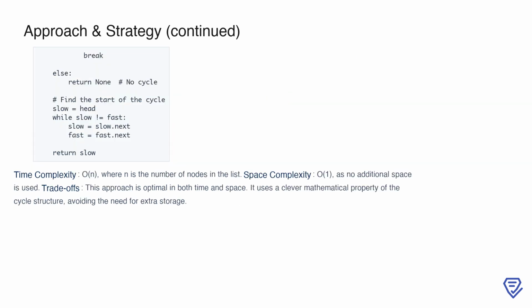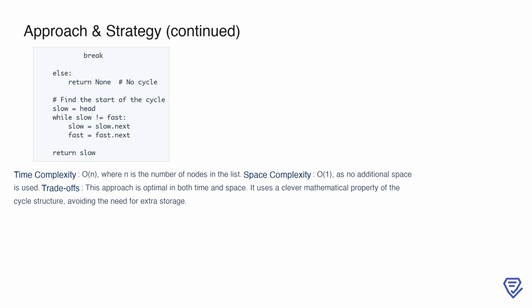Here's how Floyd's algorithm works in detail. First, both the slow and fast pointers start at the head of the linked list. The slow pointer moves one step at a time, while the fast pointer moves 2 steps. If the fast pointer reaches the end of the list, meaning it encounters null, there is no cycle.